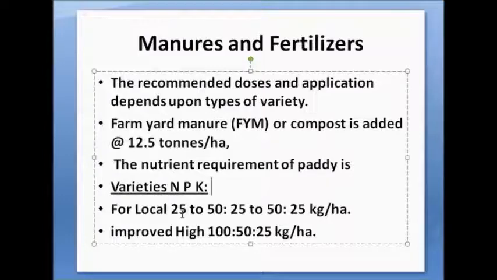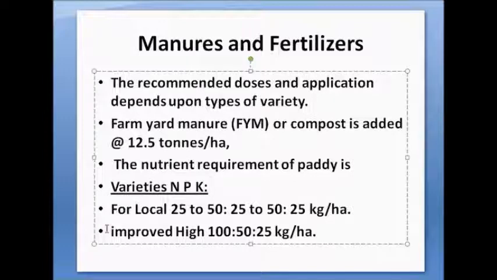So NPK is nitrogen, phosphorus, potassium. The dose is given in kilogram per hectare. For this much we have to apply NPK. Now nitrogen, phosphorus, potassium are the nutrients, not fertilizers. As per the requirement of nutrients, we have to calculate the quantity of fertilizers.